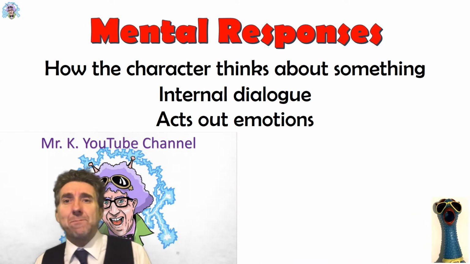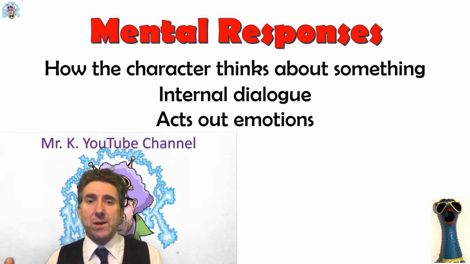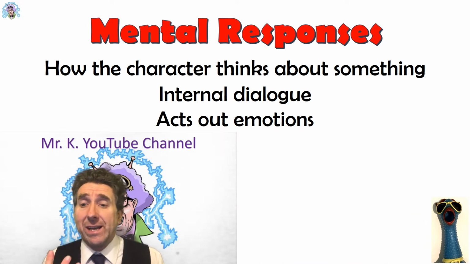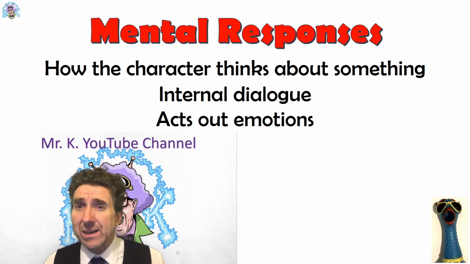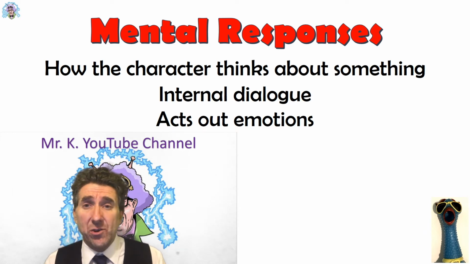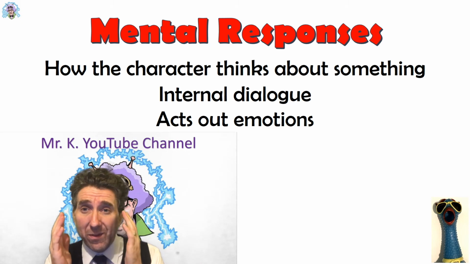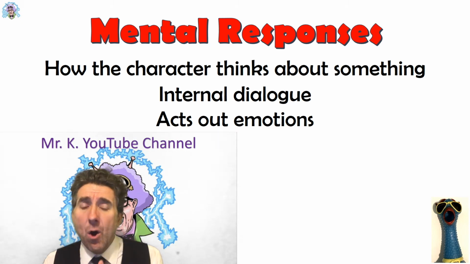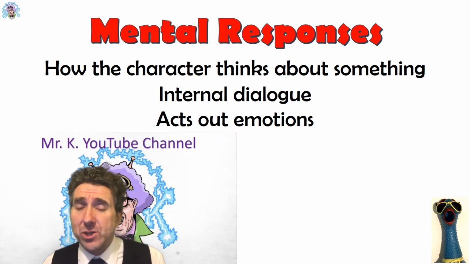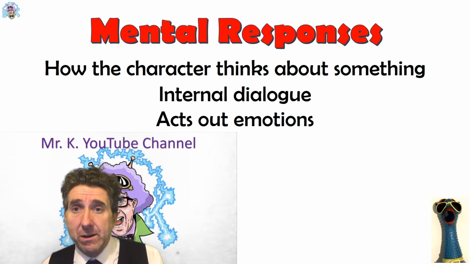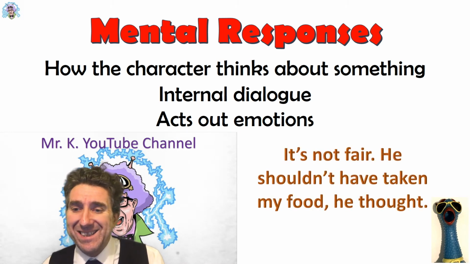The next one is the mental response. So the mental response is all about how the character is thinking about something. And you could write something like the internal dialogue, or what they're saying to themselves in their brain, or the way they act out their emotions. So let's have a look at an example of the mental response method of describing a character's emotions or feelings. Here's an example.